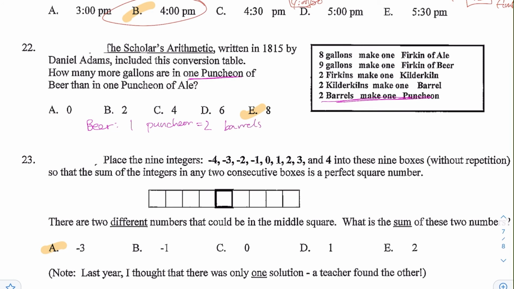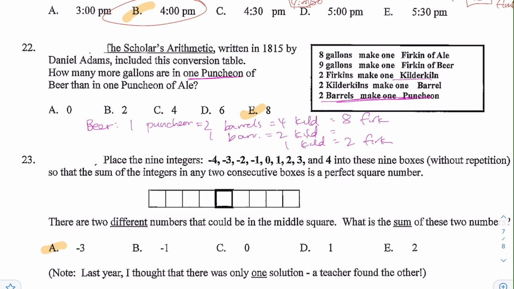But each barrel makes 2 kilderkins. So if 1 barrel is equal to 2 kilderkins, that means that the 2 barrels will be 4 kilderkins. And then from the next one, you know that 1 kilderkin is equal to 2 firkins. So that means that the 4 kilderkins in the 1 puncheon will be equal to 8 firkins.